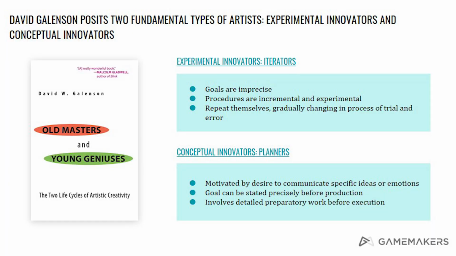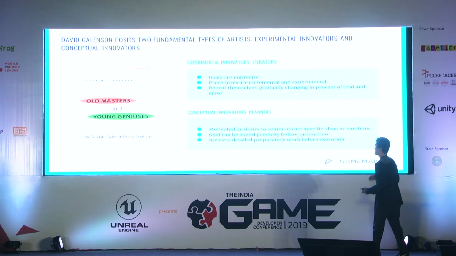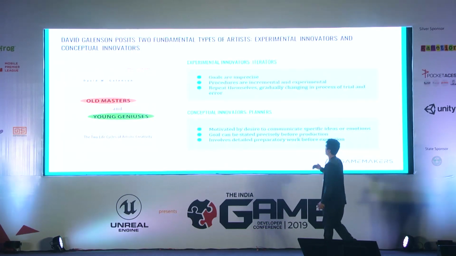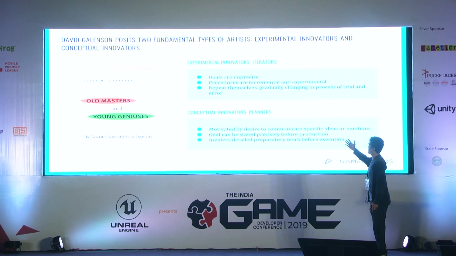these two different kinds of artists. Maybe just a show of hands, but is anyone familiar with this book, Old Masters and Young Geniuses? Wow, okay, I'm impressed. Usually no one is familiar with this book, but David Galenson in this book talks about two kinds of artists, right? And the first artist he calls experimental innovators.